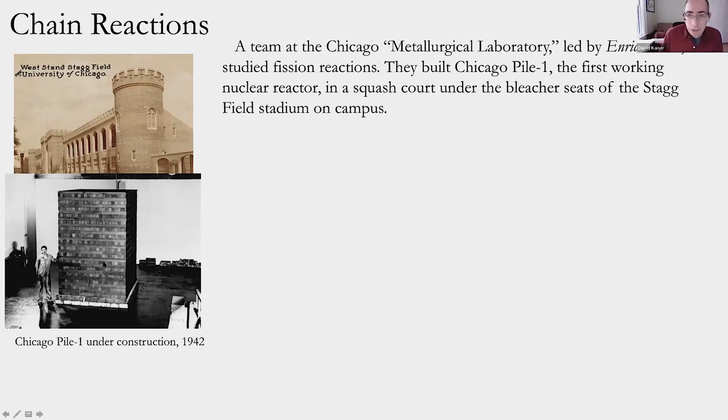It was known by the code name Chicago Pile 1. You can see it's literally a pile. This was the first working nuclear reactor in the world. It was built, as some of you may know, under the stadium seating of the big Stagg Field Stadium on campus. There were underground squash courts, like racquetball courts. During the war, in secret, they took over some of those underground facilities to start developing and building the first working nuclear reactor. No one above ground was told that they had a bunch of uranium underneath.